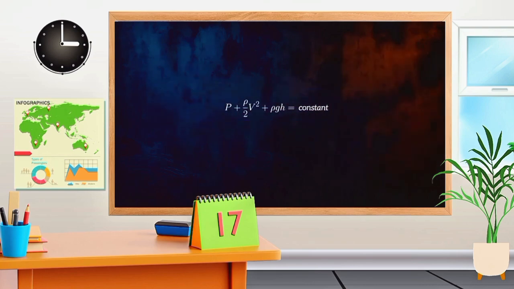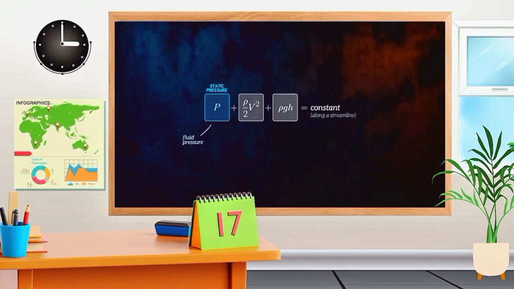The equation states that the sum of these three terms remains constant along a streamline. Each of the terms is a pressure. The first term is the static pressure, which is just the pressure P of the fluid. Then we have the dynamic pressure, which is a function of the fluid density, ρ, and velocity, v, and represents the fluid kinetic energy per unit volume. And the last term is the hydrostatic pressure, which is the pressure exerted by the fluid due to gravity.